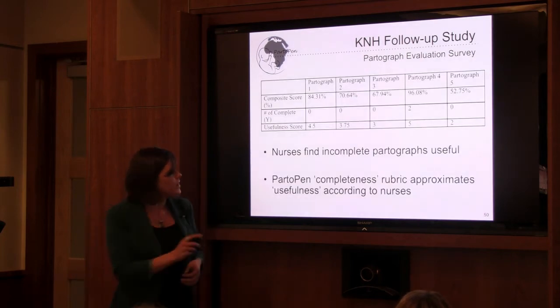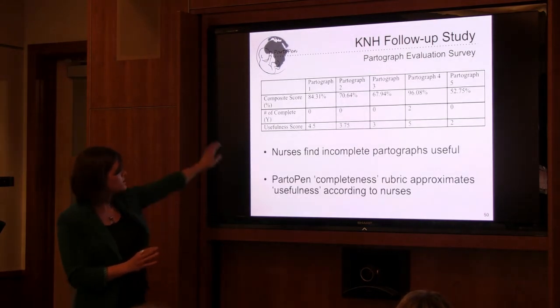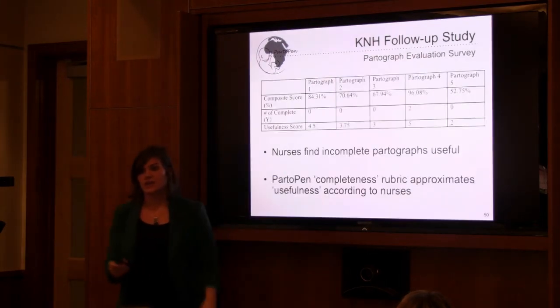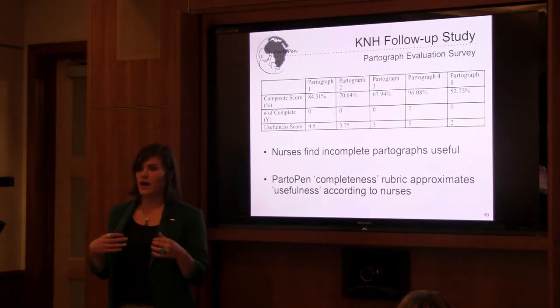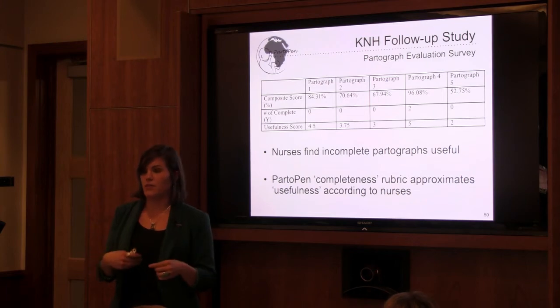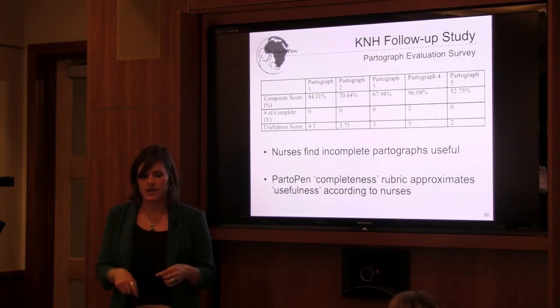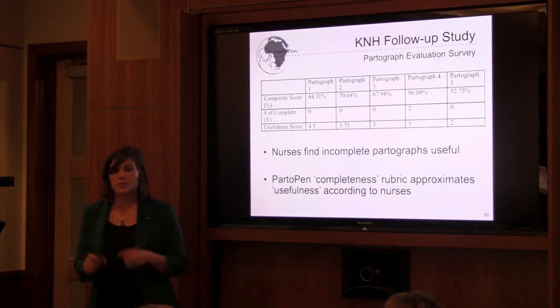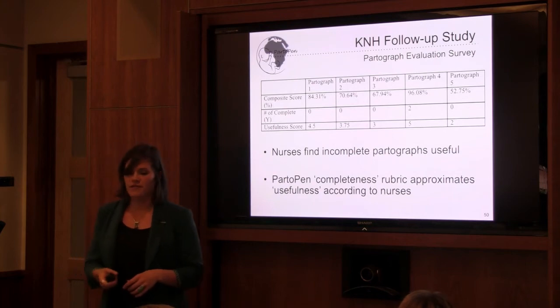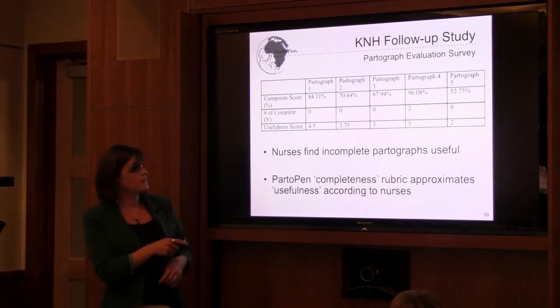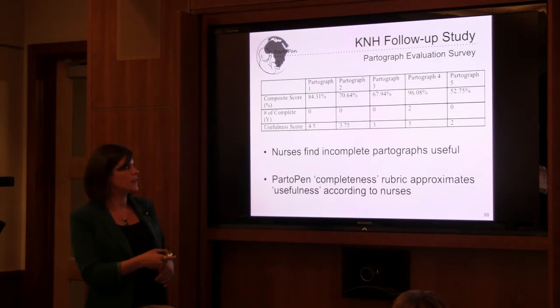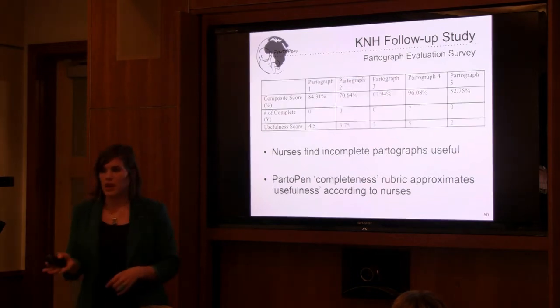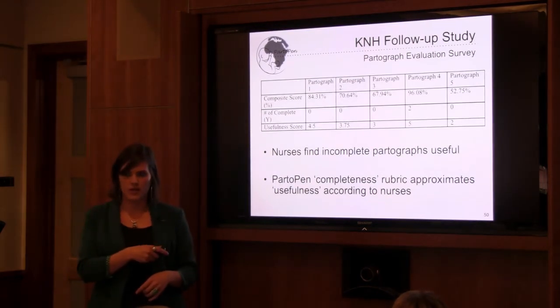So what we saw on the survey, this top row of this table is actually the scores that we got for each of these Partographs based on the Partograph grading rubric we used to analyze the data. The second row there is the number of completes. So yes, this is a complete Partograph that the nurses actually gave. Out of 7 nurses who took the survey, only 2 nurses gave any Partograph a yes, this is complete, and they were both for the same one.